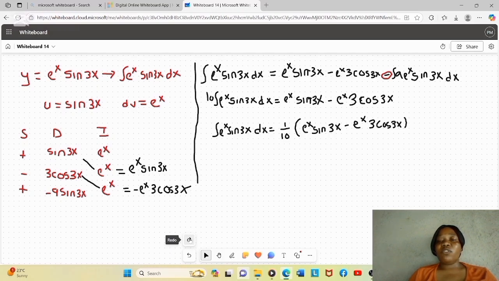And from here we have a common factor of e to the power x. Then we're going to take it outside the bracket. Then we'll be left with 1 over 10 times e to the power x into sine 3x minus 3 cos 3x, close brackets, plus c. This is our final answer.